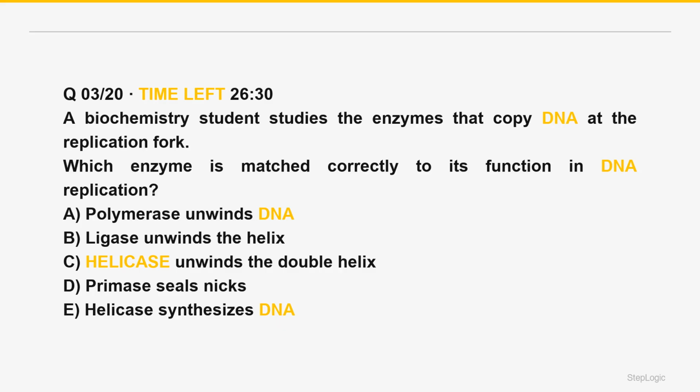Which enzyme is matched correctly to its function in DNA replication? A biochemistry student studies the enzymes that copy DNA at the replication fork. Read the command. Which replication enzyme matches its function? Helicase unwinds. Primase makes RNA primer. Polymerase synthesizes 5' to 3' and proofreads. Ligase seals. Topoisomerase relieves supercoils.